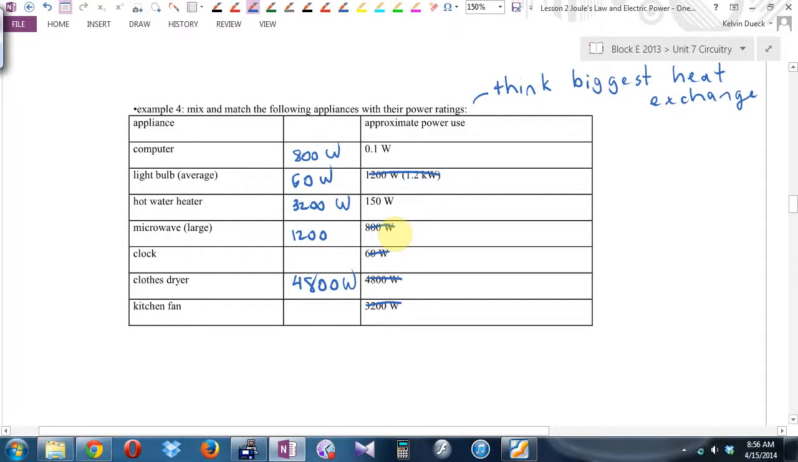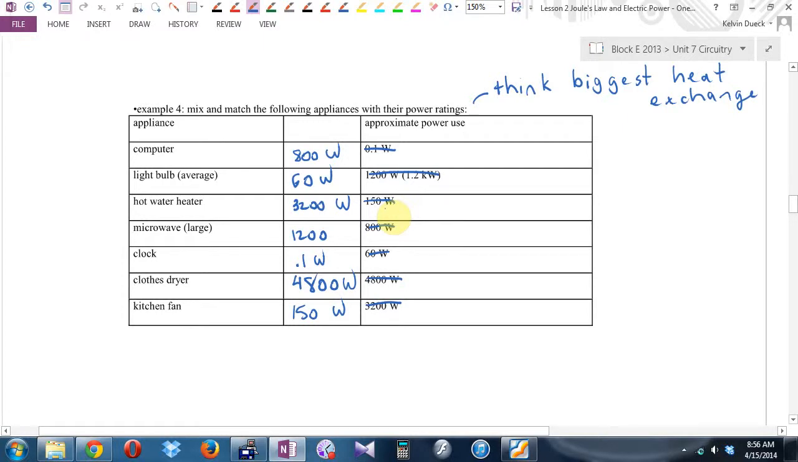Of the two that are remaining, which one, A, generates very little heat, and B, can run off of a small battery for a very, very, very long time? Clock. It draws very little power. A clock uses about 0.1 watts. It's a very efficient system. Oh, and I guess a kitchen fan, about 150 watts. Okay.